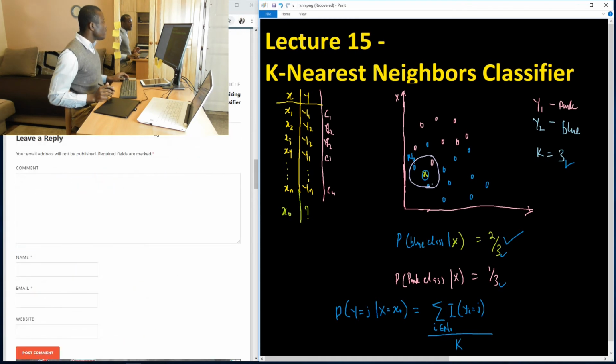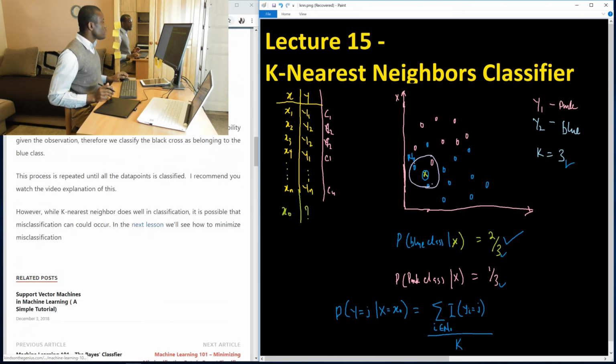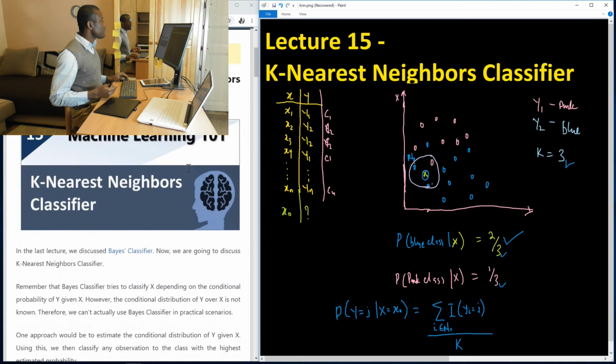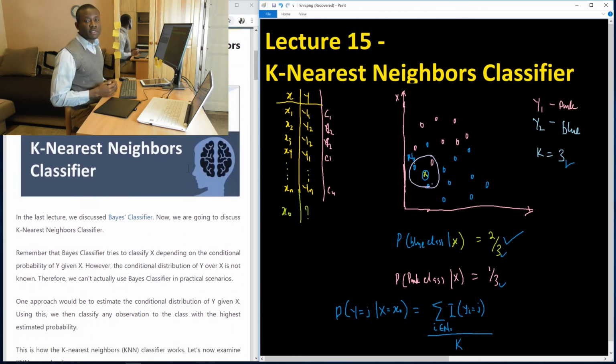In the next lesson we are going to be looking at minimizing misclassifications. So sometimes the classification might also not be correct, both in the Bayes classifier and in the k-nearest neighbor classifier. Sometimes it may not be perfectly okay. How do we minimize misclassification in these classifiers? So that is what we are going to discuss in the next lesson.